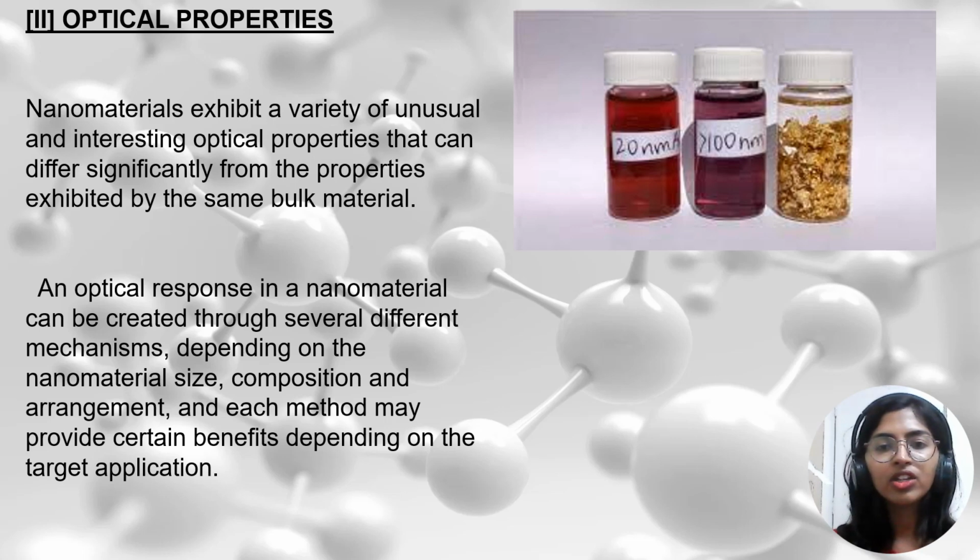The figure here shows different solutions of gold nanoparticles and gold in bulk. We can see the color difference in them. This is because of the change in band gap. The distance between band gaps changes with the size of the particles. Thus, the wavelength emitted during the transition between these energy levels will be of different colors.